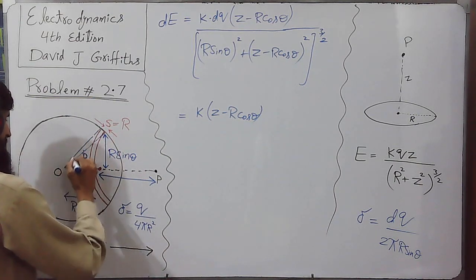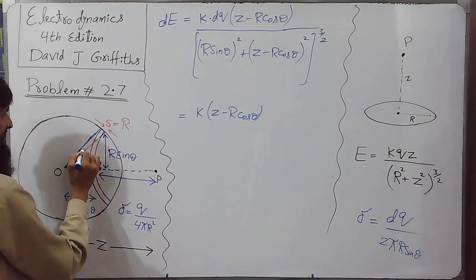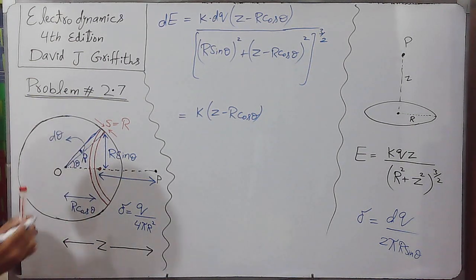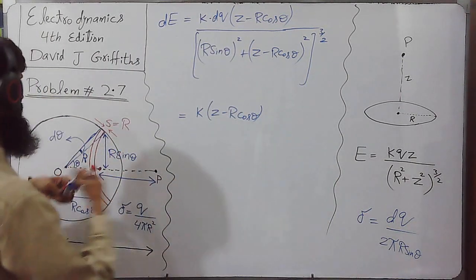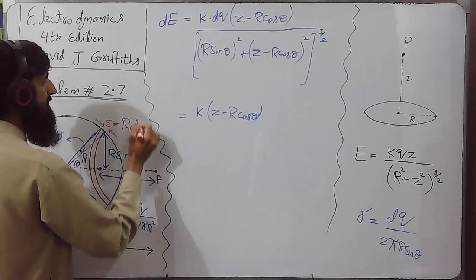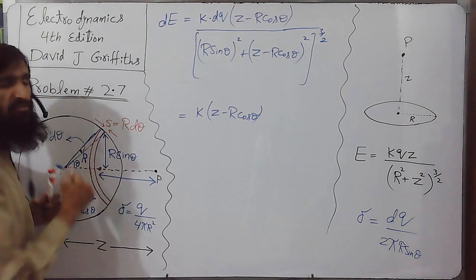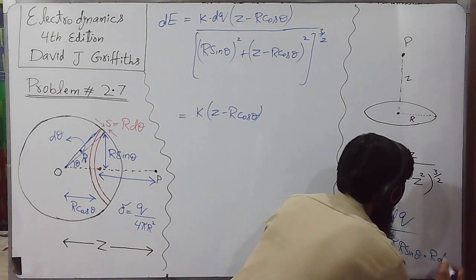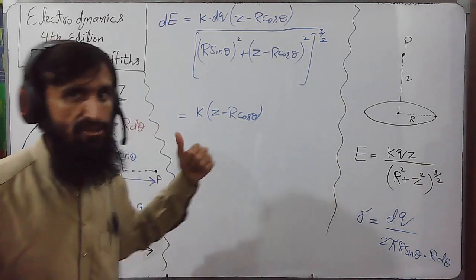Let me show here. This is the angle contained by this charge element, and that angle has been named d theta. So our complete arc length came out to be r d theta, and definitely that will be the width of our loop. So I multiply it by r d theta. So this is the charge of that loop.